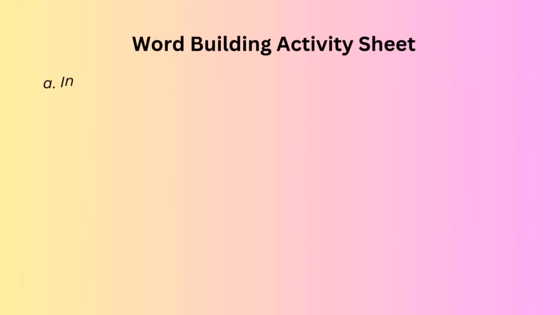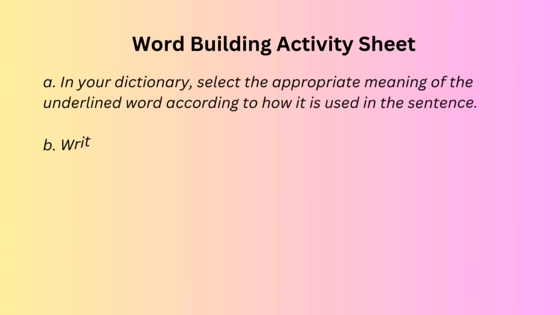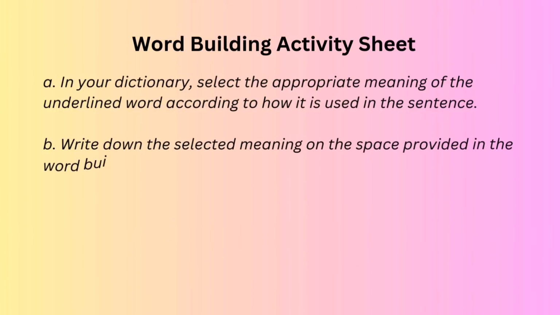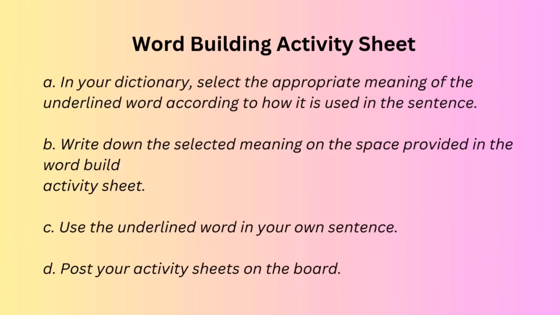Okay, so moving on, we have here word building activity sheet. So in your dictionary, select the appropriate meaning of the underlined word according to how it is used in the sentence. Write down the selected meaning on the space provided in the word build activity sheet and use the underlined word in your own sentence, and then you can post your activity sheets on the blackboard.